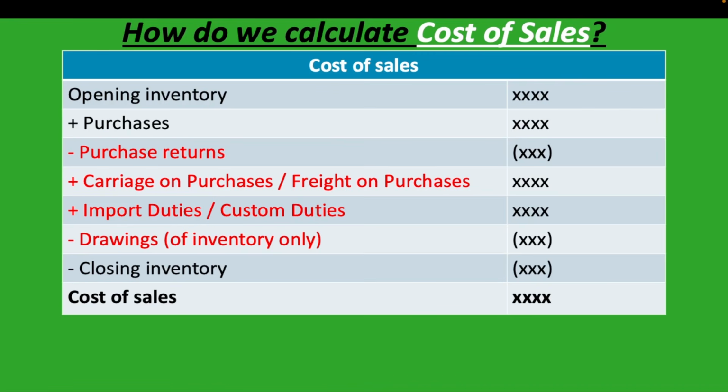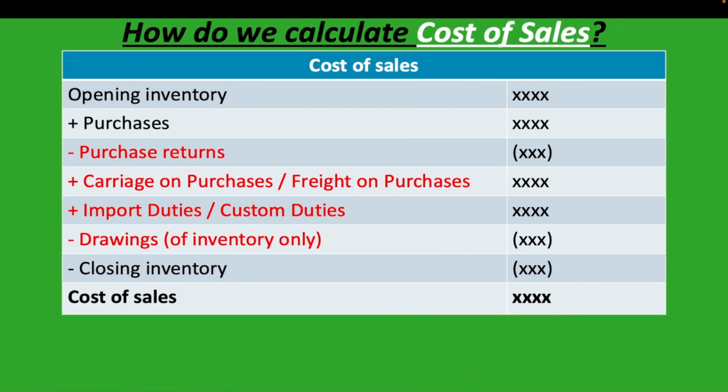But all that to say, whenever the owner takes specifically inventory for his personal use, then we will deduct that amount from our inventory, meaning we're deducting it from our cost of sales. As you can see here, it's negative. And this is how we go about calculating cost of sales. So I'm sure you'll bump into any of these words here and you'll know exactly what you need to do. But think of it logically, not just trying to cram the formula.